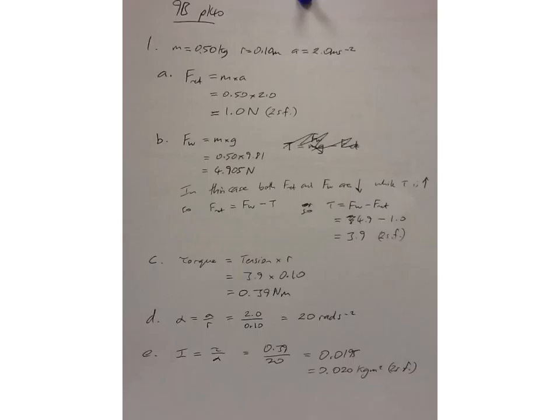Part D, calculate the angular acceleration of the wheel. That, of course, is related to the linear acceleration of the mass divided by the radius. So we plug those two numbers in and we get 20 radians per second squared. In Part E, calculate the rotational inertia of the wheel. Now that we have both the torque from Part C and the angular acceleration from Part D, we can use the relationship between those two, giving us the rotational inertia I as torque divided by angular acceleration alpha. And that comes out to be 0.020 kilogram meters squared to two significant figures.